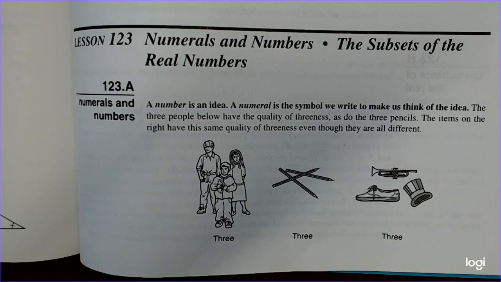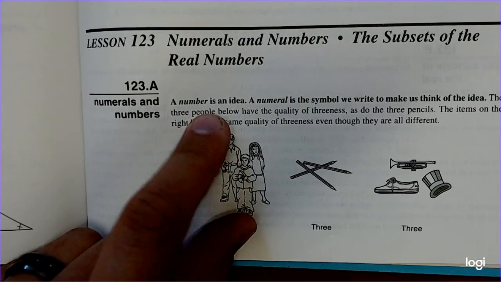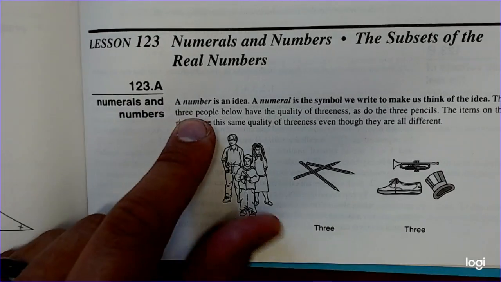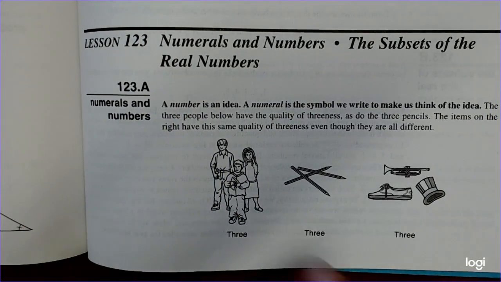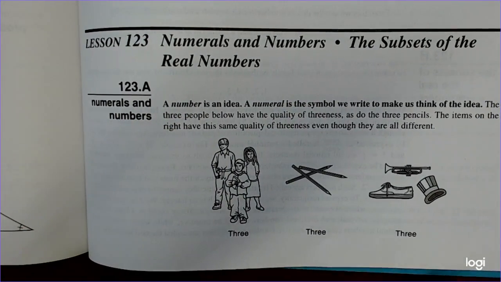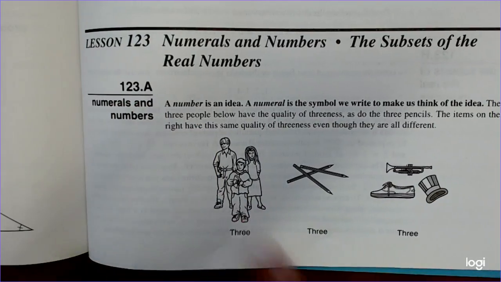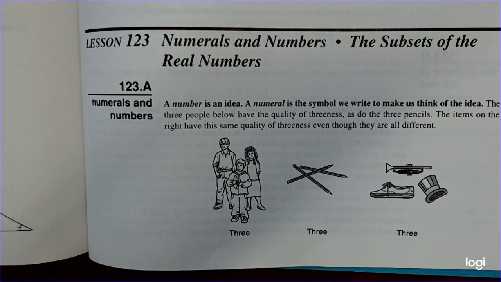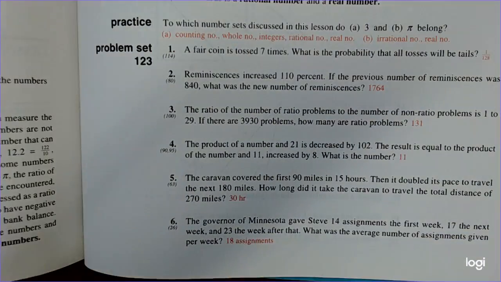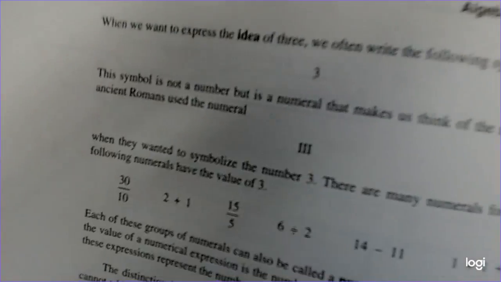So let's clarify. A number is a logical idea, right? So for example, the idea of 3 can be represented multiple different ways. This is nothing new. It's something you guys have heard me teach about for quite a while now. Whereas a numeral is simply the symbol we use to think of the idea. So for example, the symbol 3 is not the same as the number 3, okay?